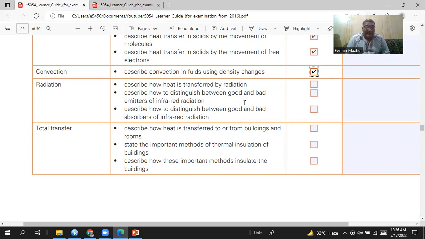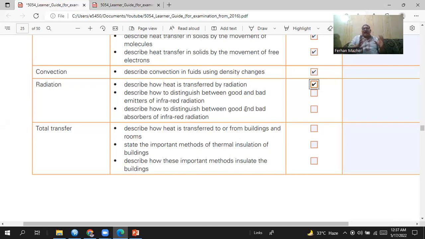So from the hot body, whatever the hot body is, infrared radiation is given out. Infrared radiation is an electromagnetic wave, and it does not require a medium. From the hot body, the infrared radiations are given out in all directions, and they do not require a medium. Okay. So that is a very important thing.